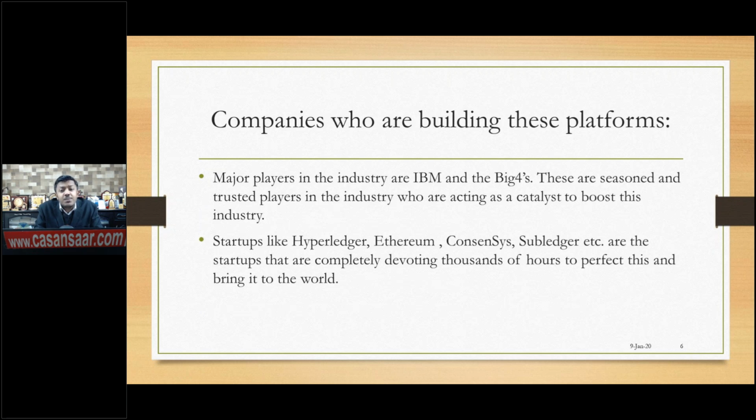Next is the companies who are building these platforms. The platforms that are currently working here are the Big Four, obviously, and IBM to be the major. These two are the major players. Then there are startups like Hyperledger, Ethereum, Consensus, Subledger. These are investing thousands of hours and millions of dollars to perfect this art so that they can be the first one to bring it out.